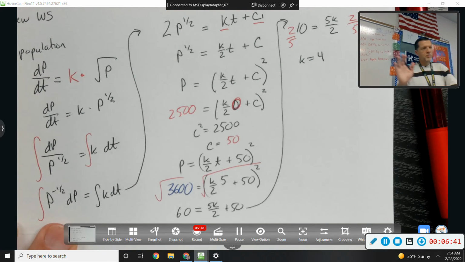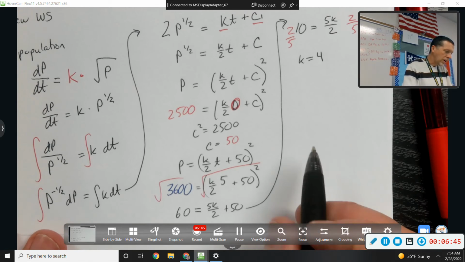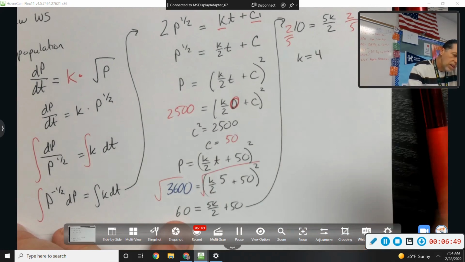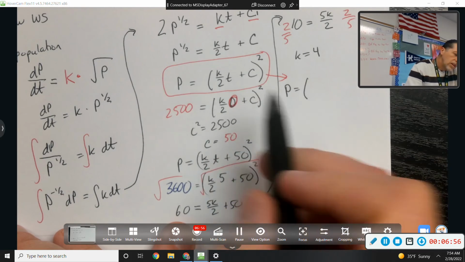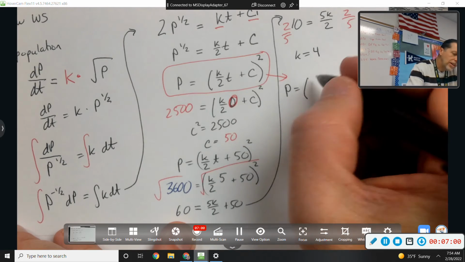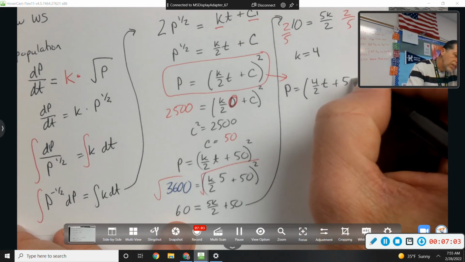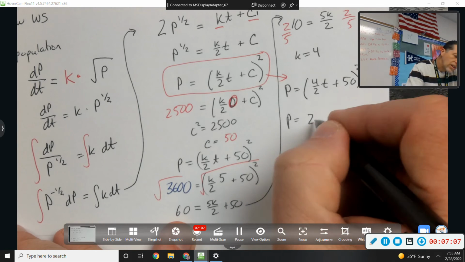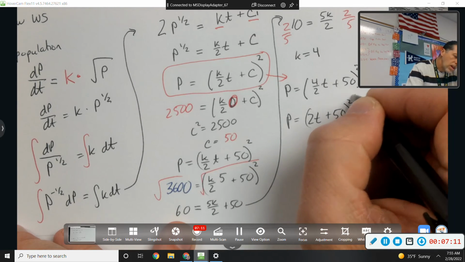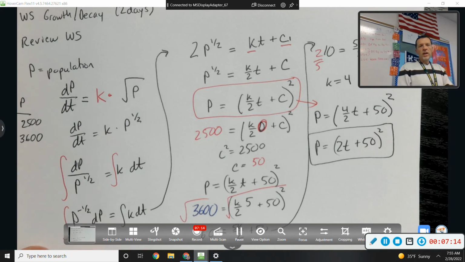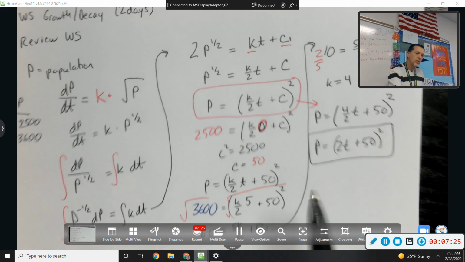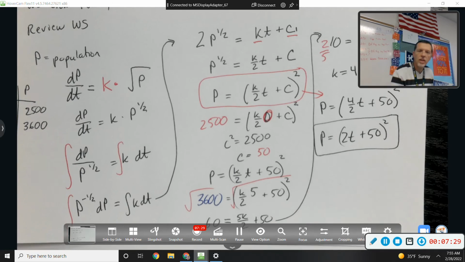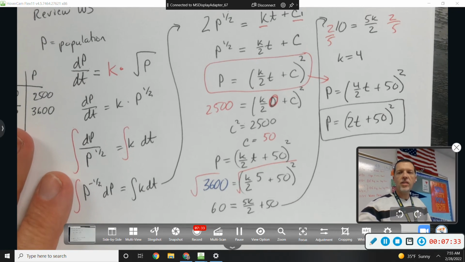So now the problem is solved. Like, I need to make sure I answer the right question and write it neatly, but I found everything. So P equals 4 over 2 times t plus 50, squared. So yeah, write an equation from information, integrate both sides, then do all the algebra right to get to the final answer. Like that, so you can see everything.